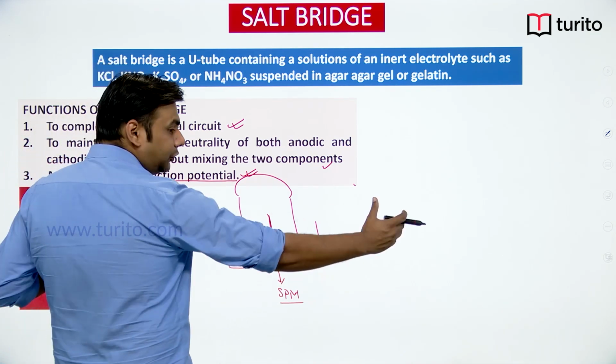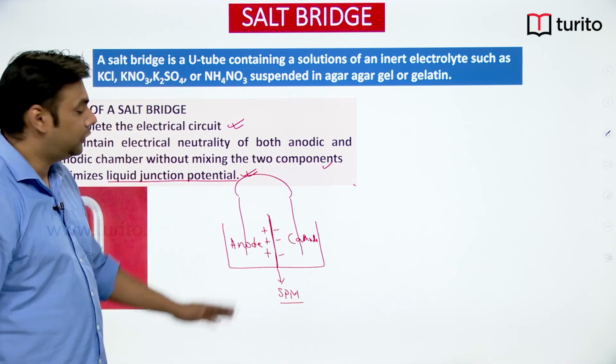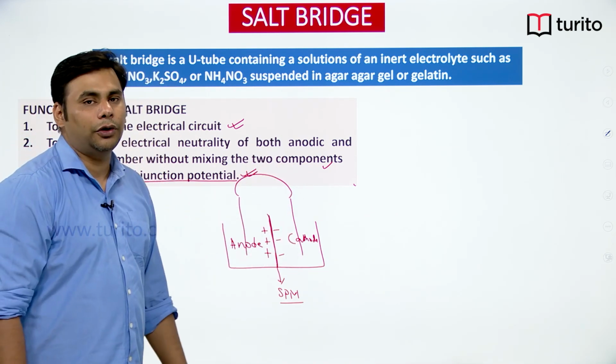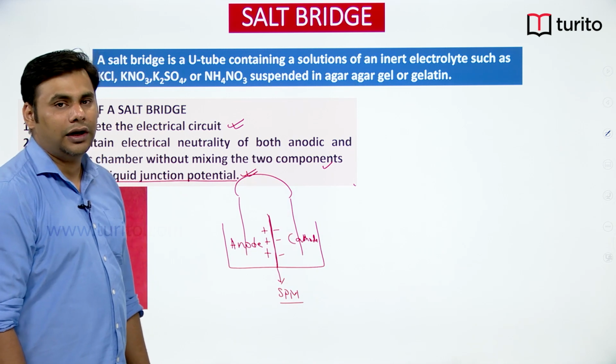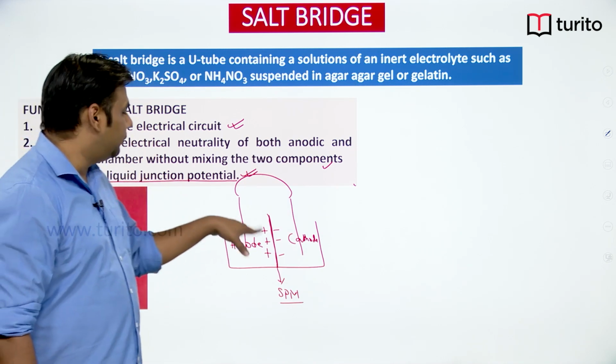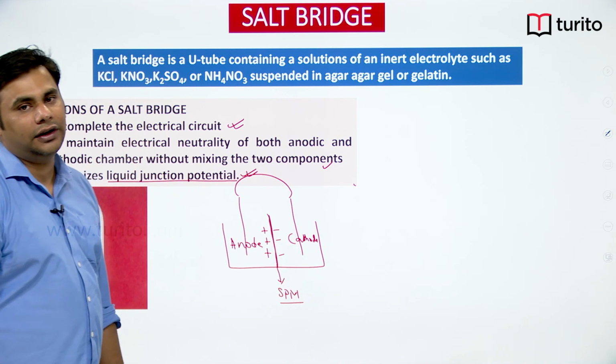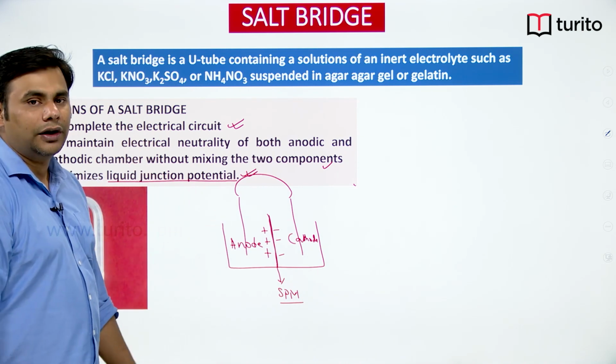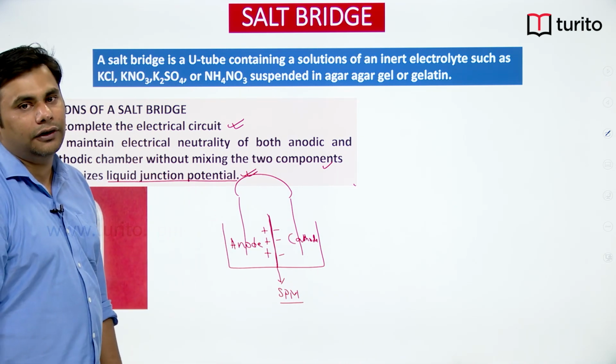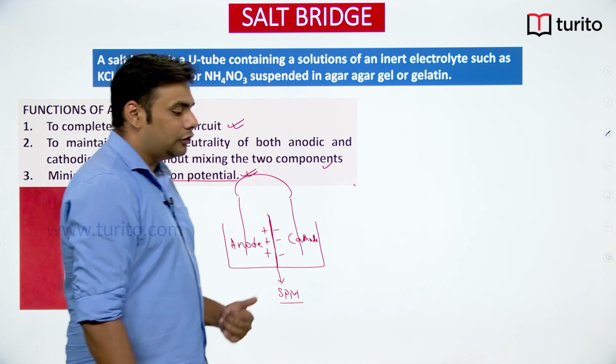So what we are saying here is that we will not have this kind of setup; rather, we will separate the two solutions and use a salt bridge so that such a liquid junction potential does not develop. The role of the salt bridge is to minimize this liquid junction potential, due to which the EMF obtained will be much more. So this is the concept.